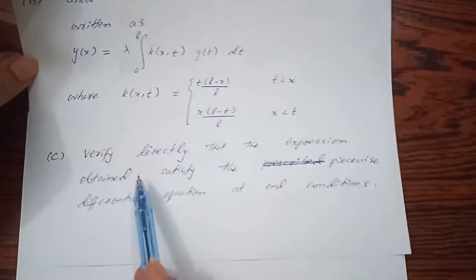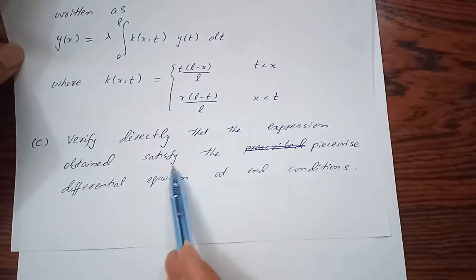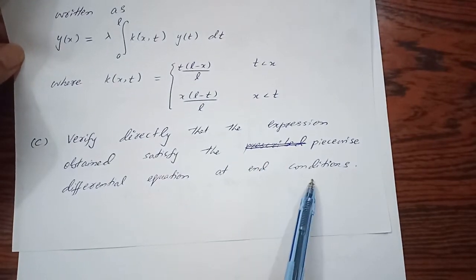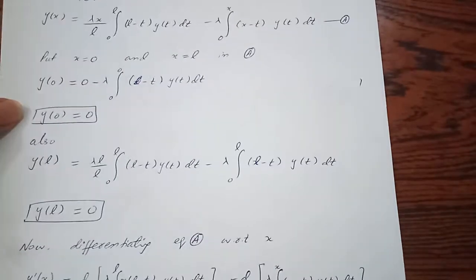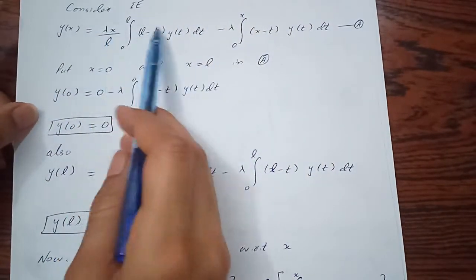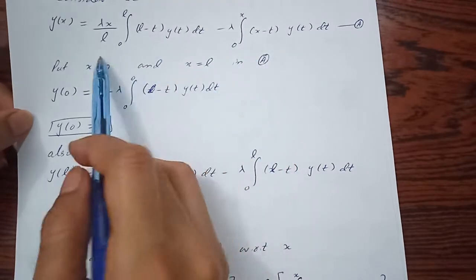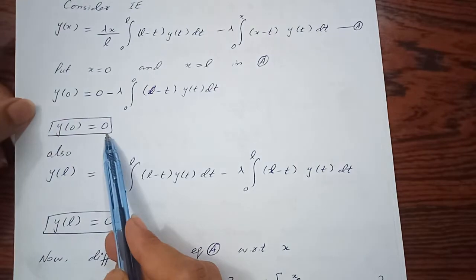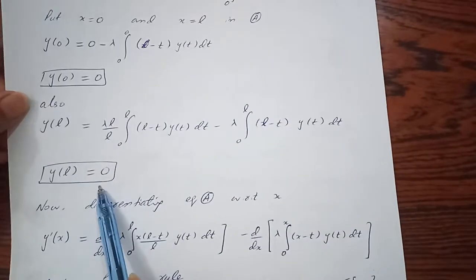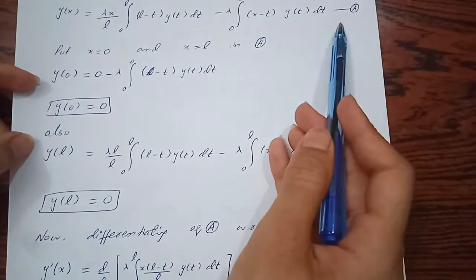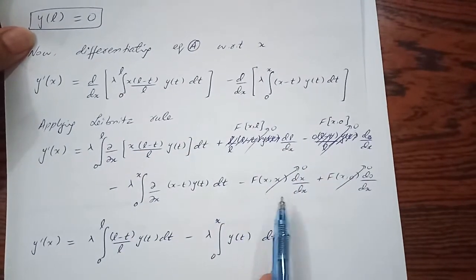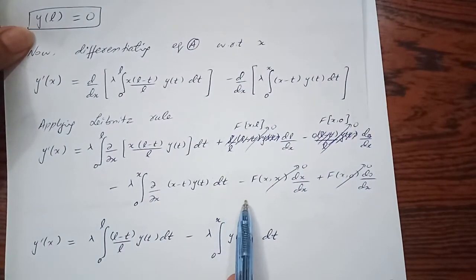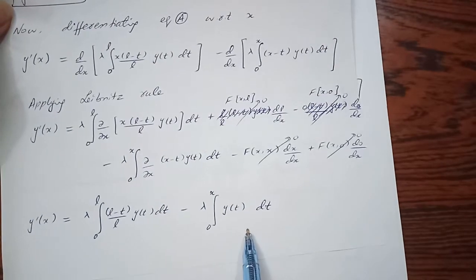Now in part C, you have to verify directly that the expression obtained satisfies the piecewise differential equation and end conditions. So what we are going to do, we have to consider the final integral equation. Now you have to put in your conditions. X is equal to 0, you get this first condition. Put x is equal to L, you get the second condition. Now differentiate this equation 1 using the Leibniz rule. This Leibniz rule is explained to you again and again, so it is written here. You can follow these steps and we'll finally get this one.